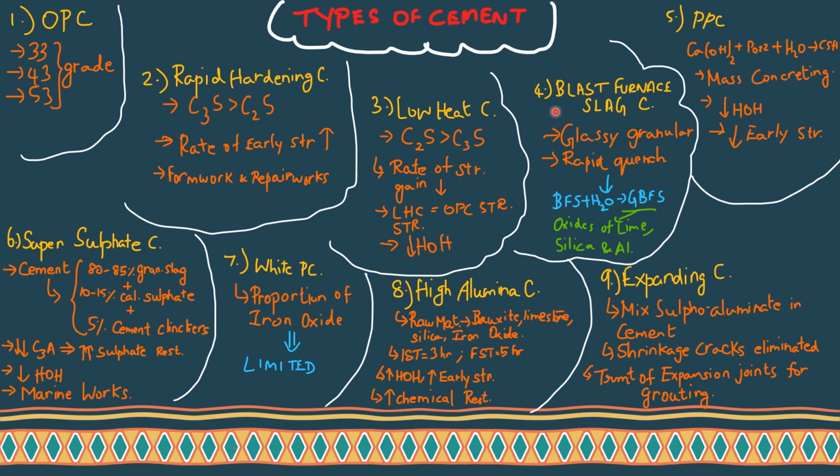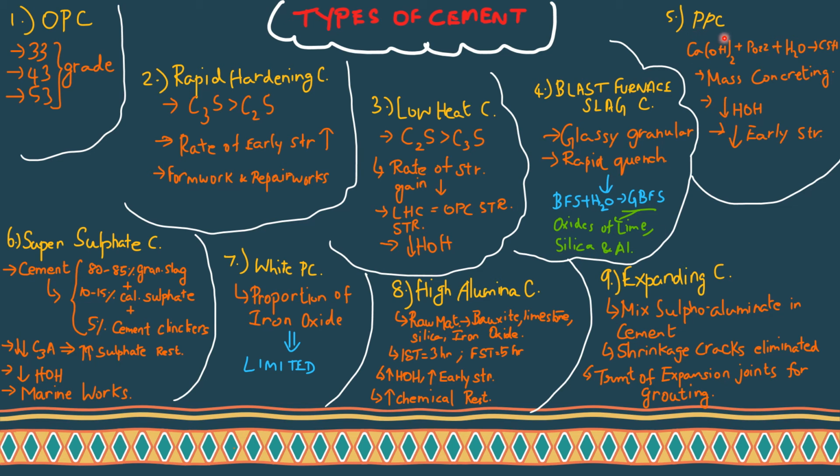The fourth one is your blast furnace slag cement. It is generally glassy and granular in structure, and rapid quenching happens here. What happens when your blast furnace slag is added with water? We get a granulated blast furnace slag. GBFS is made up of the oxides of lime, silica and alumina.